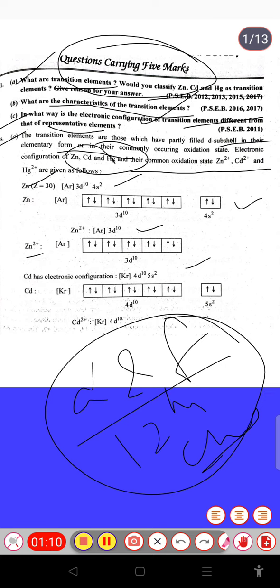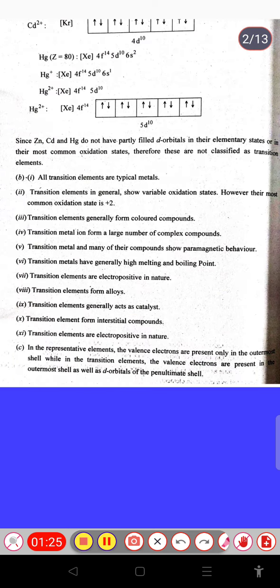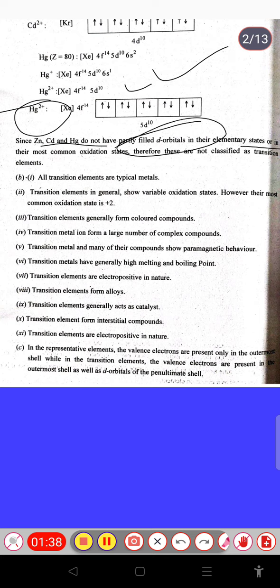Similarly, as shown in the orbital diagram, in case of cadmium, 4d10 5s2, Cd2+ will give 4d10. And similarly mercury is 5d10, and Hg2+ is 5d10, and these are all fully filled electronic configurations. Since zinc, cadmium and mercury do not have a partially filled d orbital in their elementary states or in the most common oxidation state, therefore these are not classified as transition elements.